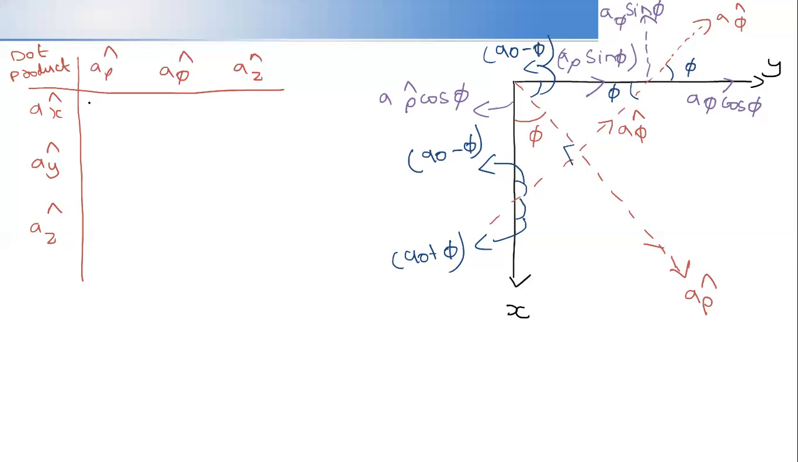Okay. So in this first column, we are talking about AX dot A rho, right? We already know the vector A rho, when it is projected onto the x coordinate, is A rho cos phi. That means in this column it will be cos phi. Is it clear, all of you? That's why I'm asking. Is it clear how we wrote?